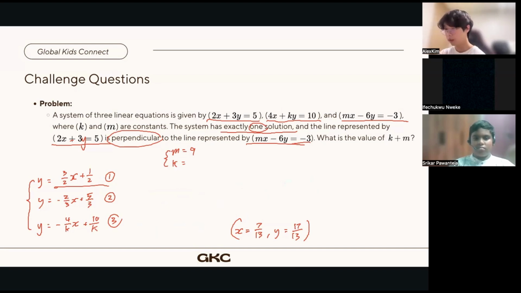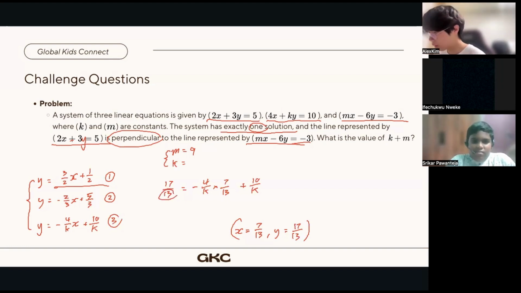If we plug these x and y values into equation 3, we get y, which is 17 over 13, equal to negative 4k times 7 over 13 plus 10 over k. It's very hard to look at because the variables are in the denominator and everything is confusing. However, we can multiply each side. We have 13 on the left side, and we also have 13 and k in the denominators, so we'll multiply by the common multiple, which in this case will be 13k.